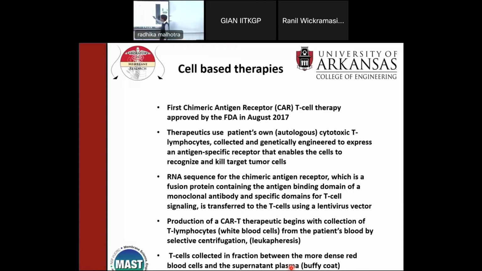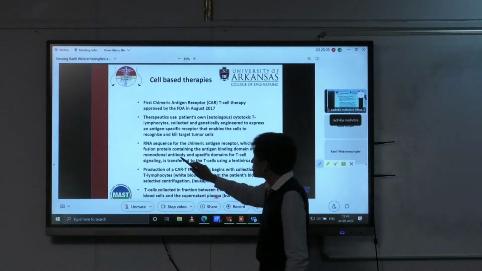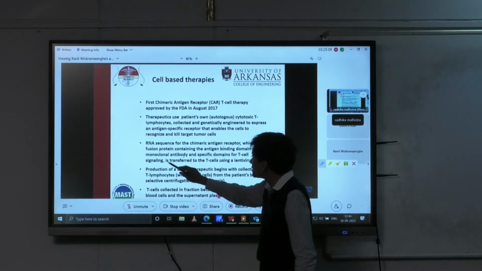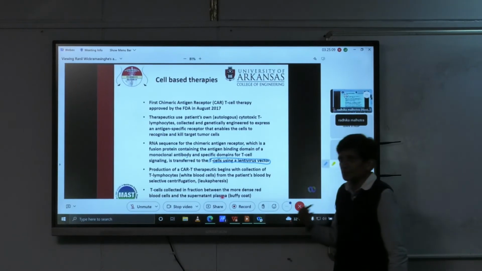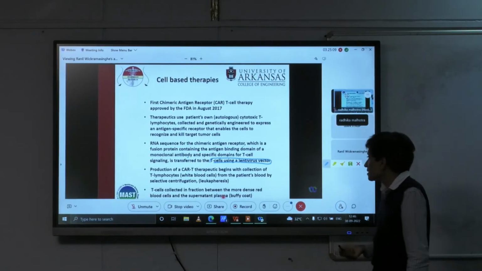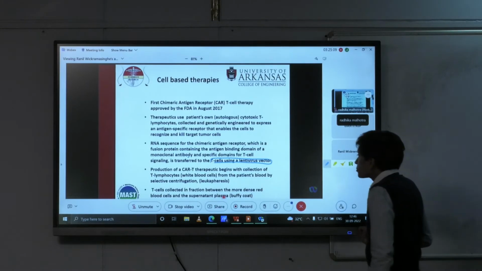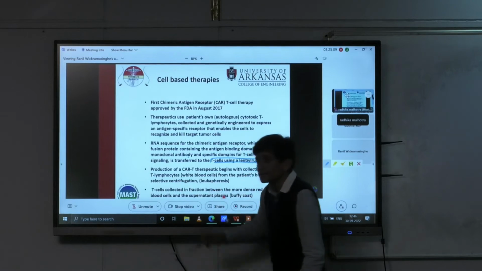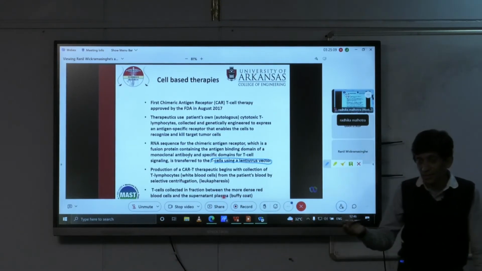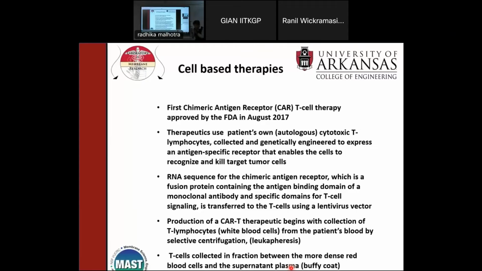That's what's happening, okay? The RNA sequence for these chimeric antigen receptors, which is a fusion protein containing the antigen binding domain from a monoclonal antibody and specific domains for T cell signaling, is transferred to the T cell using a lentivirus technique. So here is where virus purification comes in again. Now, production of this therapeutic begins with collection of the T lymphocytes. We've talked about blood processing, right? Blood fractionation. So here's an example where we actually want to collect the white blood cells from a patient, but for your own use, not for somebody else, okay?